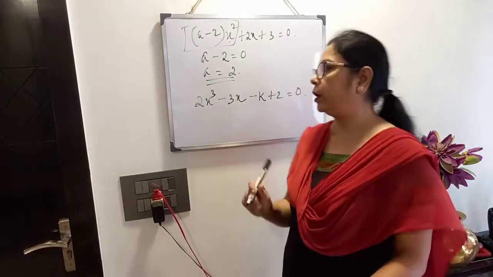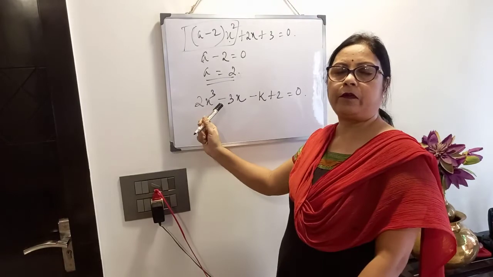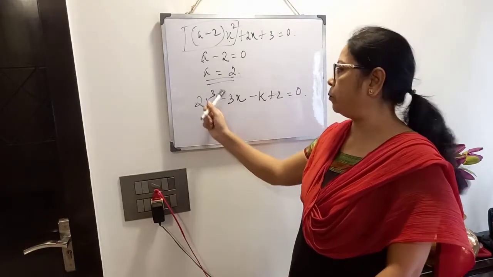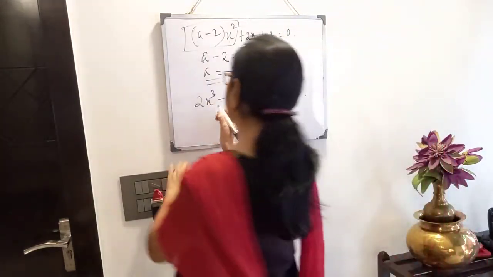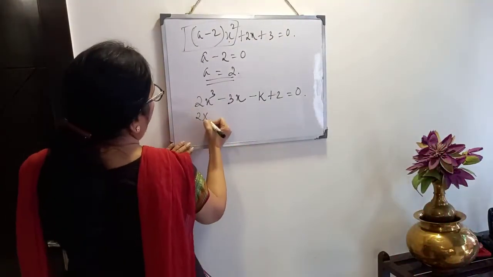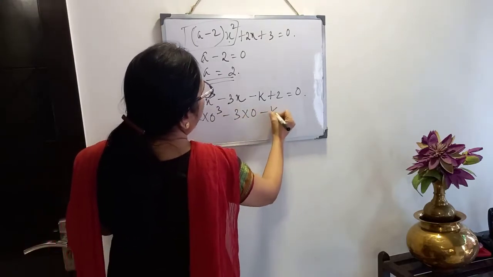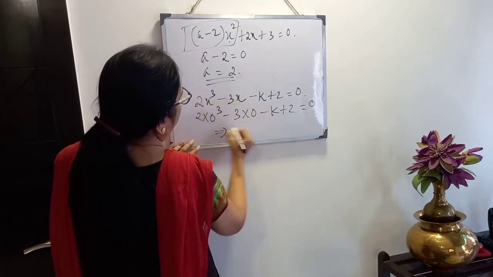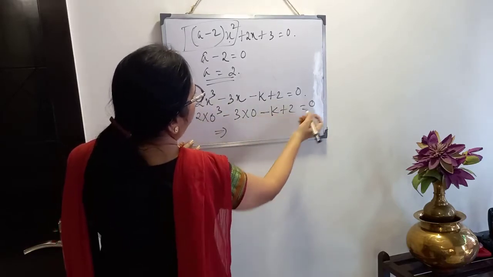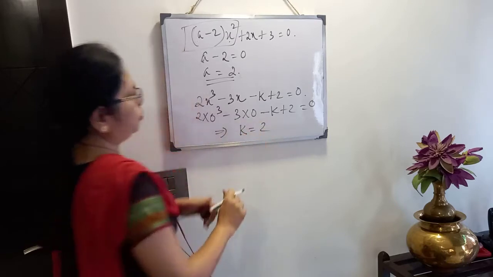One root of the equation is 0 means this equation will be satisfied for x equal to 0. So if I put 0 in place of x, it will be 2 into 0 cube minus 3 into 0 minus k plus 2 equals 0. So these two terms becoming 0, minus k equals minus 2, that means k equals 2.